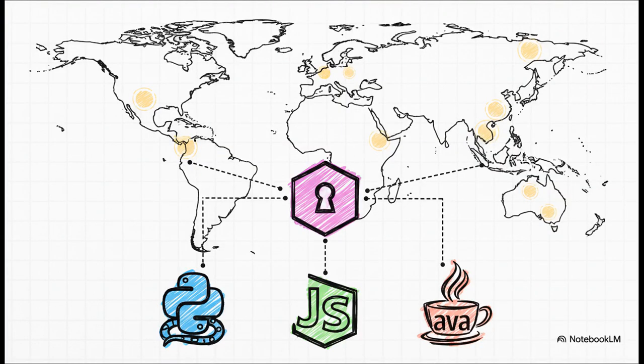And hey, before we wrap this up, it's probably good to know that this isn't some niche experimental feature. Bedrock API keys are supported across a huge number of AWS regions all over the world, and they have first-class support in all the popular SDKs you'd expect, like Python, JavaScript, and Java.